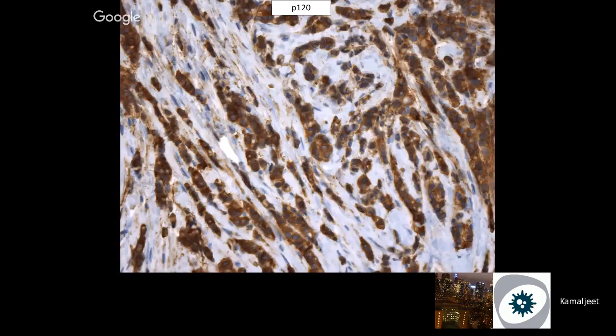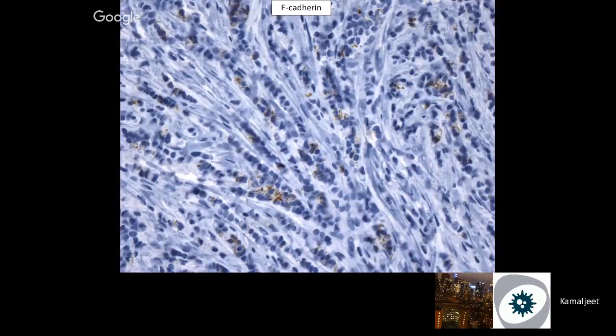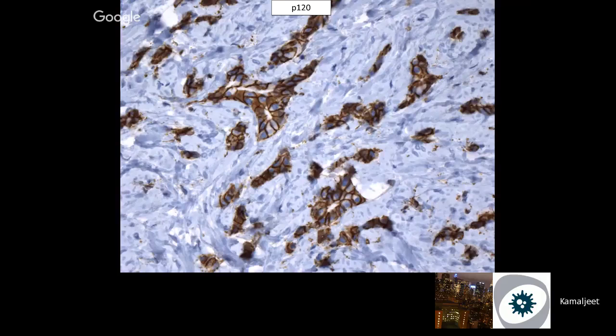So what you can do is p120. If it's lobular phenotype, there will be cytoplasmic localization of p120. So this is the E-cadherin on the same case. There is some focal E-cadherin expression in this tumor, which is actually a lobular. As compared to in ductal, p120 is expressed on the membrane.